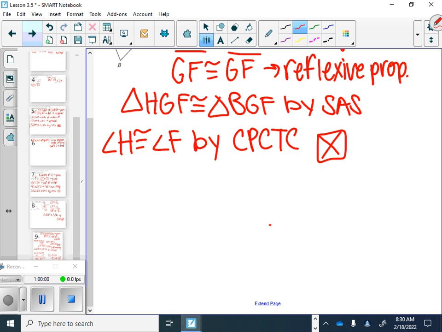So anytime your instructions say prove that the sides are congruent or prove an angle is congruent, you have to end with the CPCTC. Okay? After you've shown the triangles are congruent. Because once you show the triangles are congruent, you can say that the corresponding parts of the triangles are congruent.